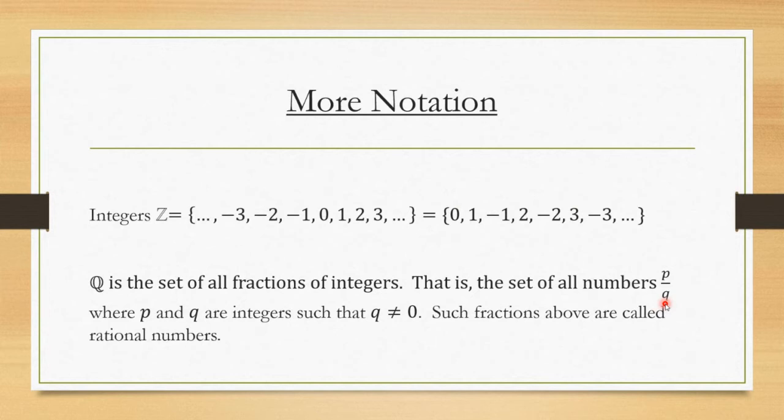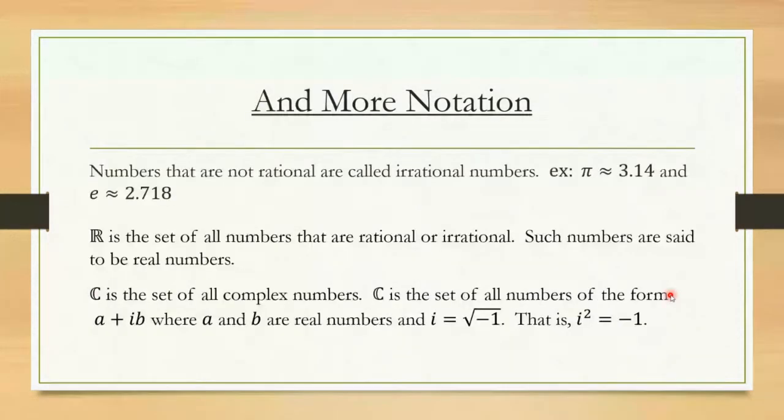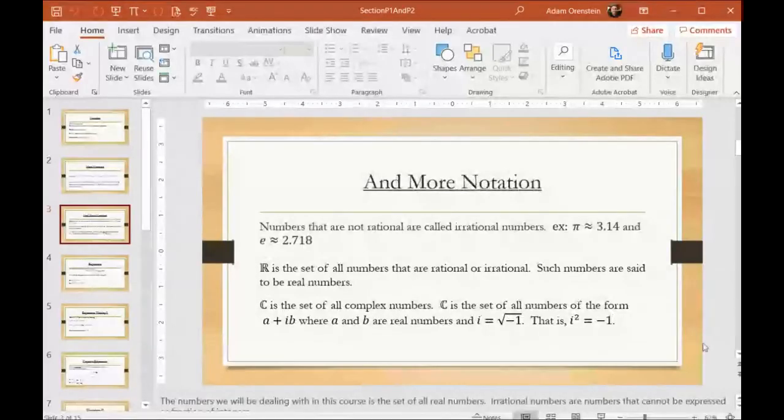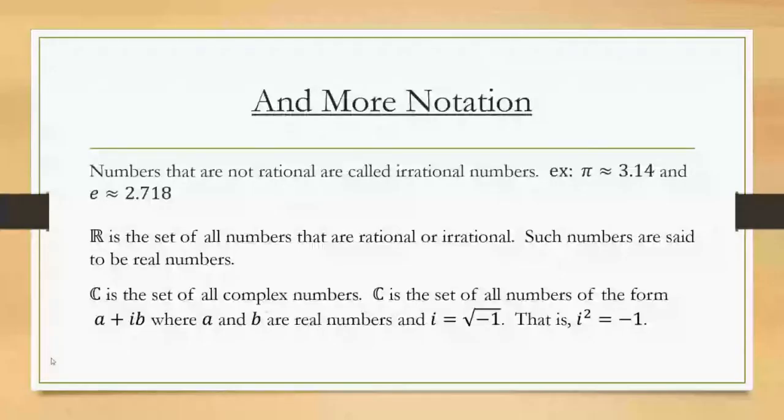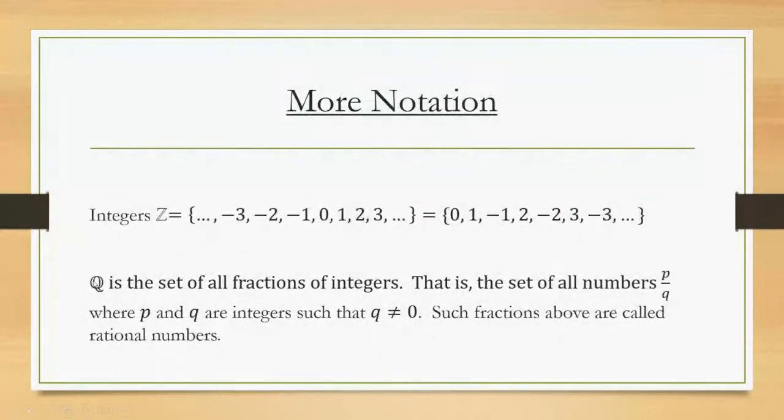Now, not every number out there is in this set. In other words, there are many numbers out there that cannot be written as one integer over a non-zero one. Those numbers are called irrational numbers. So irrational numbers are numbers that are not rational. Again, irrational numbers are numbers that are not rational. In other words, they're numbers that don't belong in the set Q. They're not in that set.